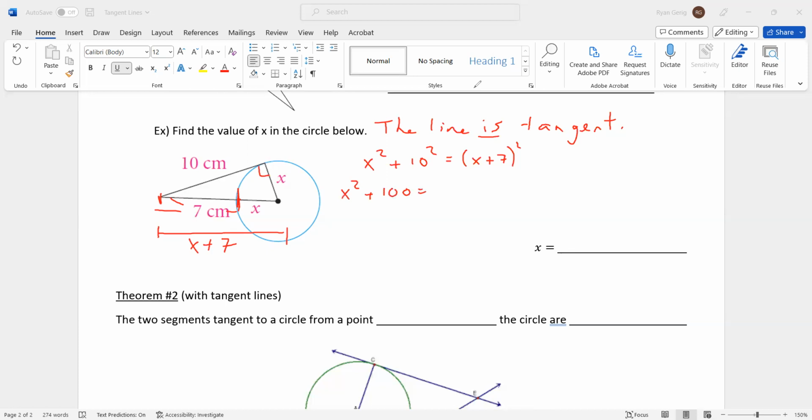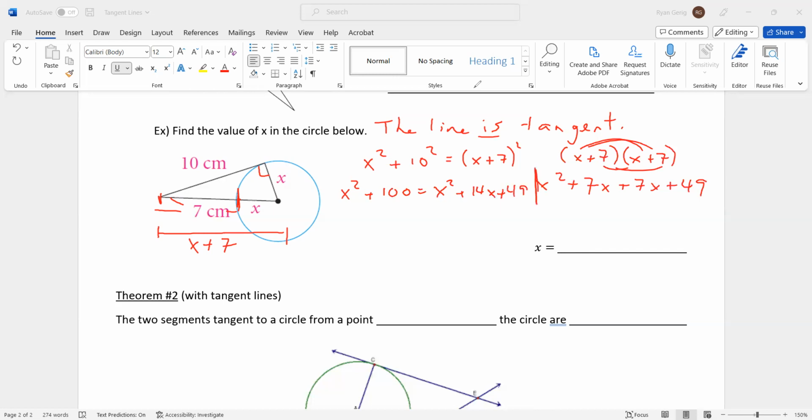But the right side, x plus 7 squared, is not x squared plus 49. Don't do that. X plus 7 times x plus 7, you're foiling this. X times x is x squared. X times 7 is 7x. 7 times x is 7x. And 7 times 7 is 49. So that simplifies to x squared plus 14x plus 49.